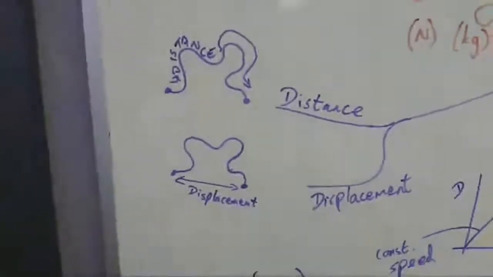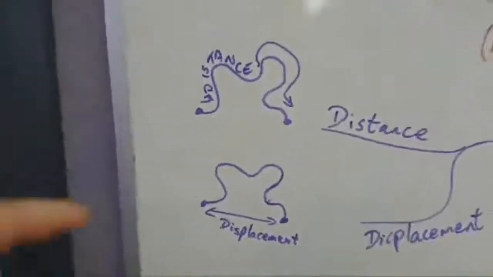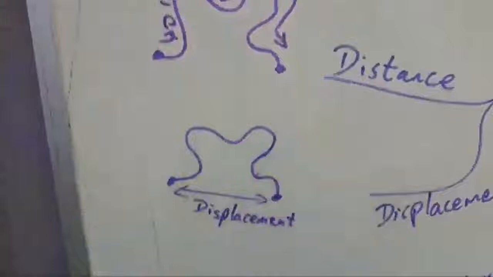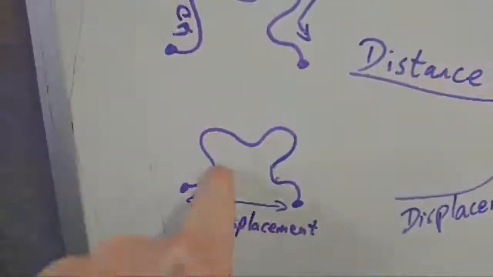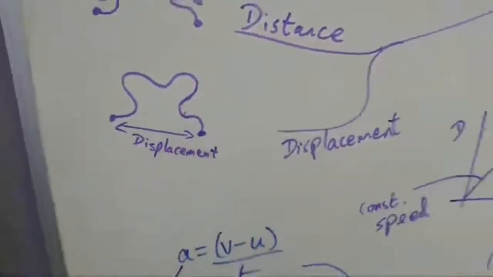So then we go on to distance and displacement. There's the difference. Distance is how far we have travelled. Displacement is the distance from there to there, ignoring the route that we took.